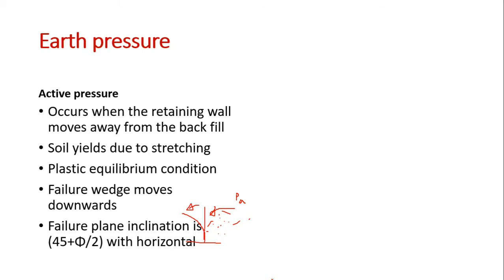Now the failure plane inclination is also very important. The failure plane inclination is 45 plus phi by 2 with the horizontal, where phi is the angle of internal friction of the soil. This is again important from the MCQ point of view: what is the failure plane inclination with the horizontal in case of active earth pressure and passive earth pressure? Each point of this active pressure can represent one MCQ. So this is about the active earth pressure.